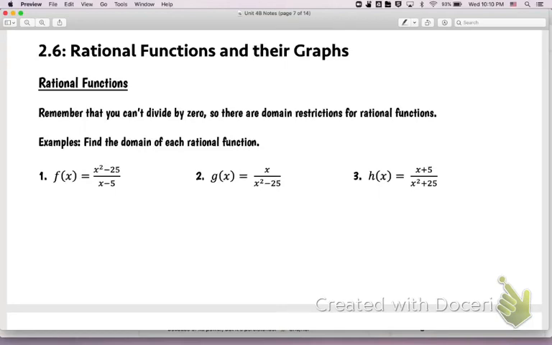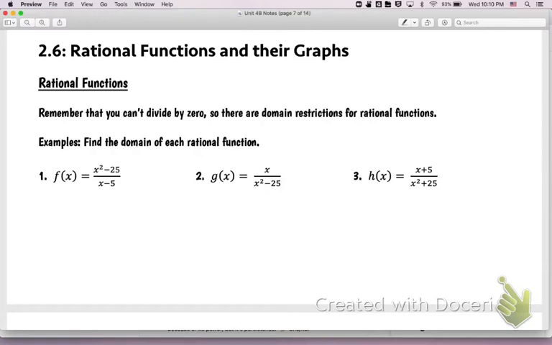All right, so we just finished up looking at polynomial functions and their zeros, and now we're going to look at rational functions and their graphs as well. So remember that when we talk about rational functions, when we did our adding, subtracting, multiplying, simplifying, we always had to state the excluded values. Well, now when we're looking at a function, those excluded values are really important because they're going to tell us what the domain of our function is.